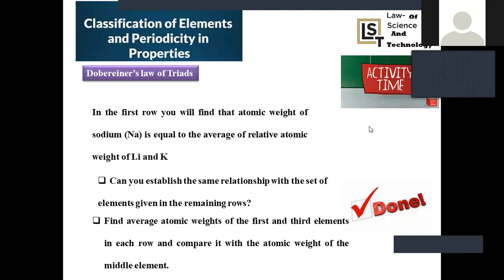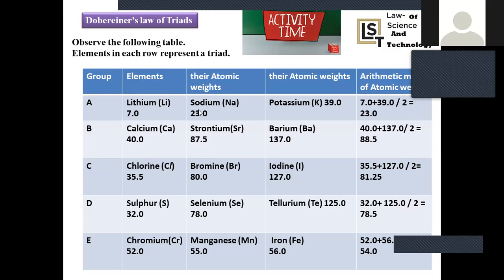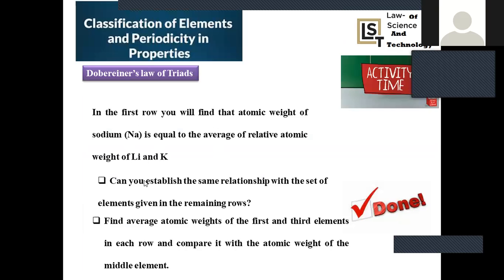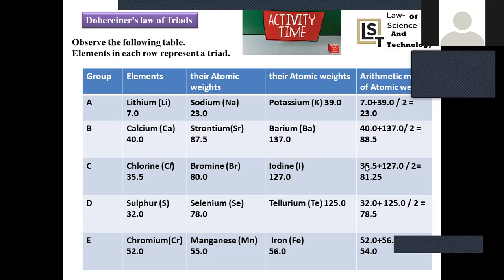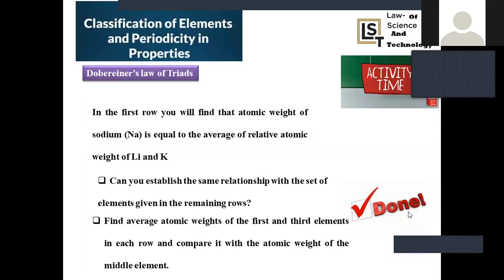Dobereiner triads, what is the conclusion we draw from this? In the first row, you will find that the atomic weight of sodium is equal to the average of lithium and potassium. Sodium is the exact mean: 7 plus 39 divided by 2 is 23, exactly equal to the central one, as we already did in the activity. Then, can you establish the same relationship with the sets of elements given in the remaining rows? Yes, we already did the calculation.